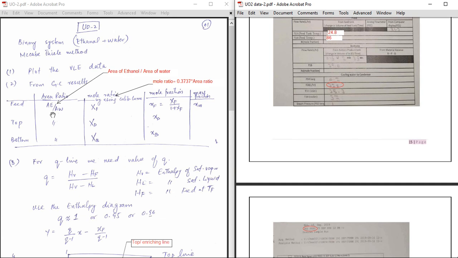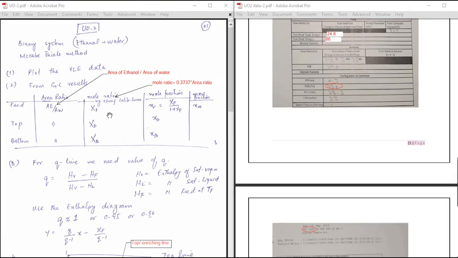In all cases, we will divide the area of ethanol by the area of water. Then you will use the calibration curve to convert the area ratio to mole ratio. The calibration curve is provided in the manual, or you can simply use this equation: mole ratio is equal to this constant, 0.3737, multiplied by the area ratio. In this way, you will convert all the area ratios to the mole ratio of the feed, the top product, and the bottom product respectively.